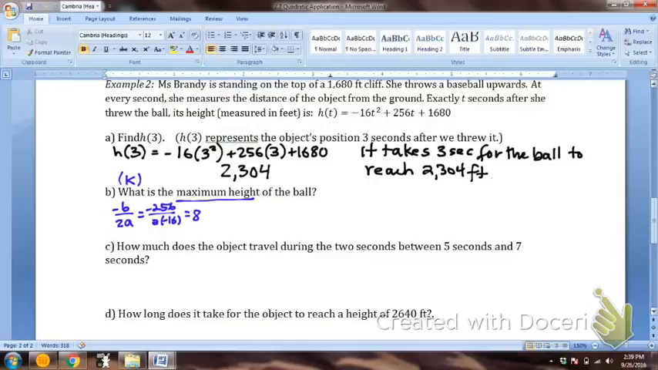Now what do we need to do with this 8? Austin? Plug it in for t. Plug it back in for t. Okay, go ahead and plug the 8 in for t to figure out what the height is after 8 seconds.